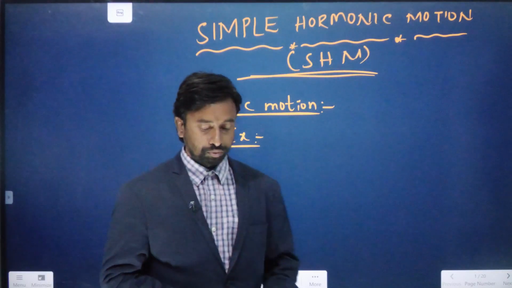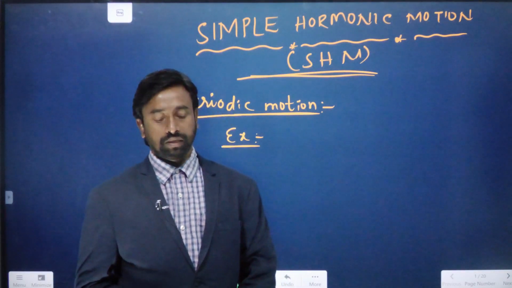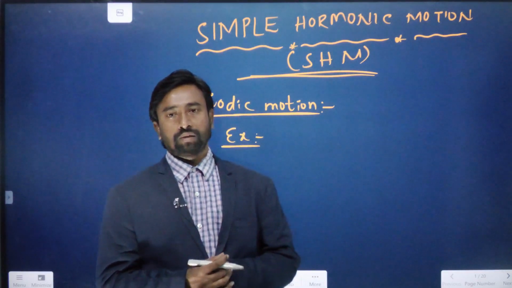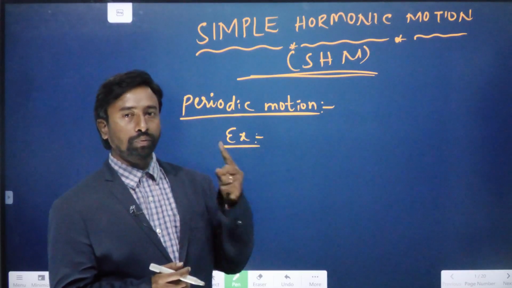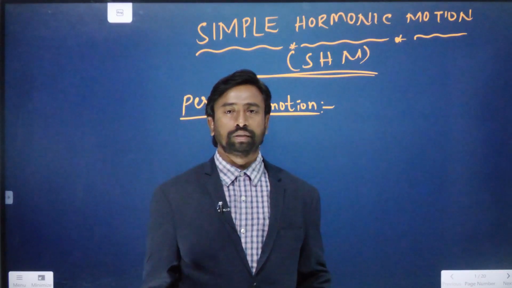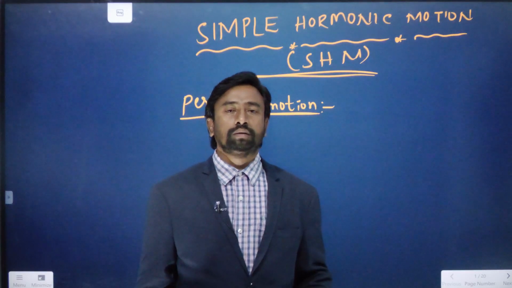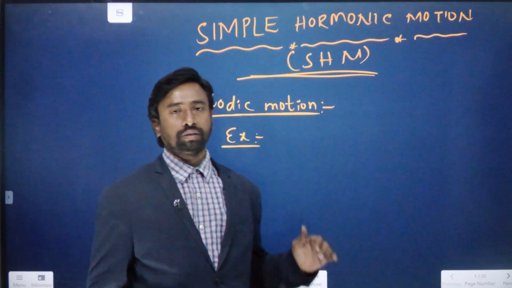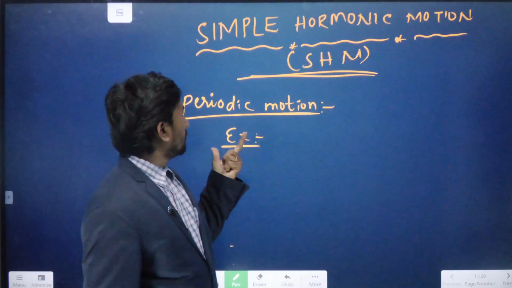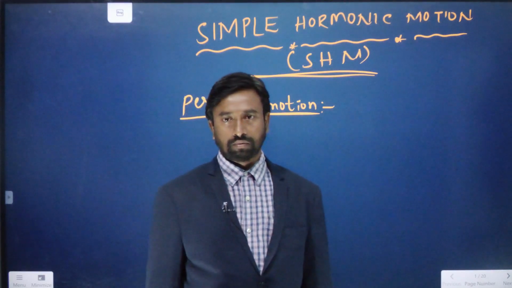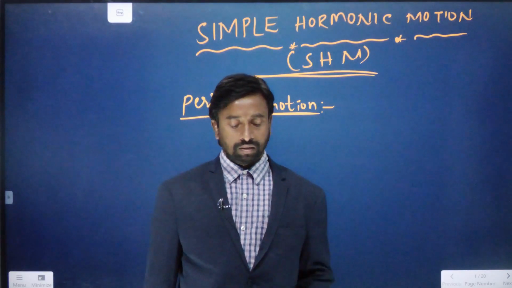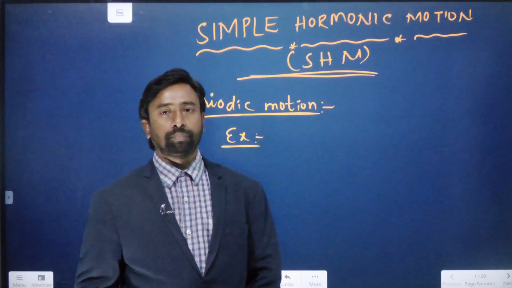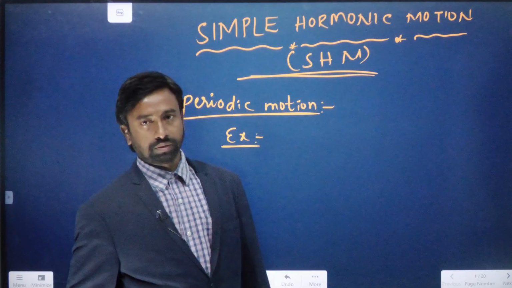And the best example is the moon revolving around the earth in a regular interval of time. It completes one rotation about the earth in approximately 30 days. And the motion of all planets around the sun is also an example of periodic motion. That means the motion which repeats in regular intervals of time, periodically, is known as periodic motion.